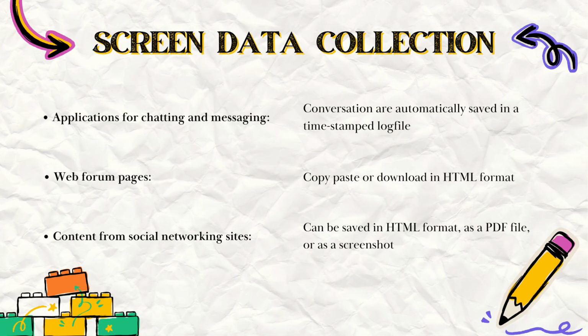Next, on this slide, we have screen data collection. Screen data refers to digital written language produced by people online. Since there are many kinds of sources, the collection of the data depends on the type of modes and environments available on the technology. For example, applications for chatting and messaging can be collected easily because conversations are automatically saved in a timestamped log file. The second one is web forum pages, which can be collected through copy-paste or downloaded in HTML format or as a link. The last one is content from social networking sites, which can be saved in HTML format or as a link, as a PDF file, or as a screenshot.